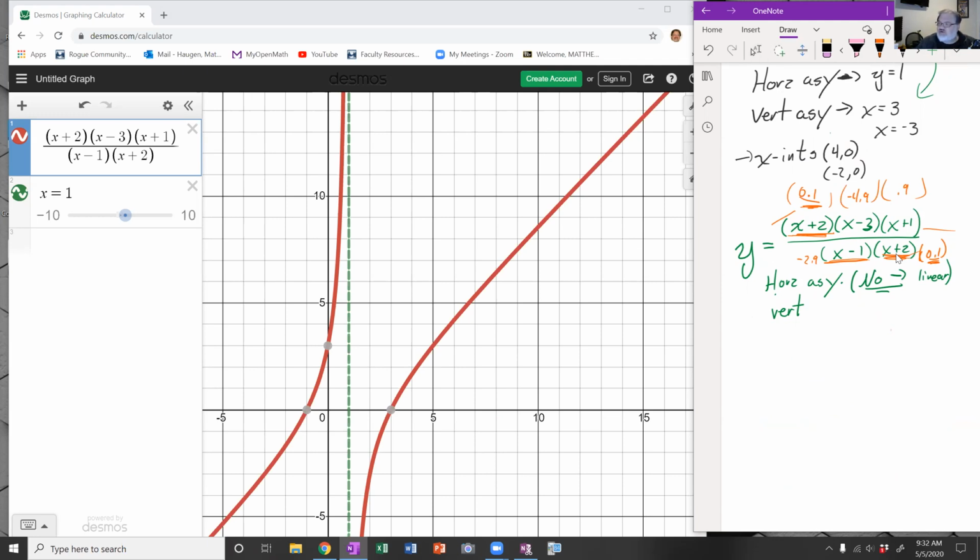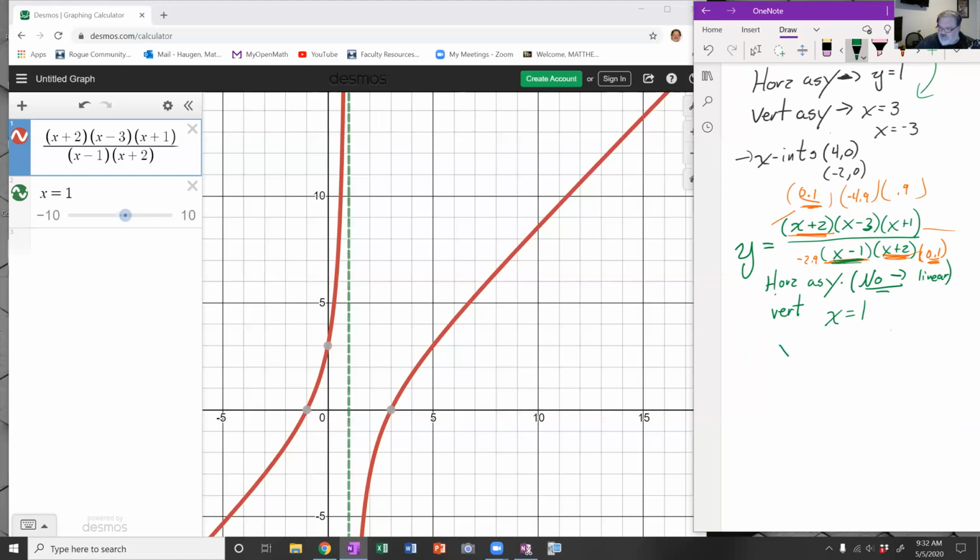So our only vertical asymptote is occurring at x equals 1, at the uncontrolled, unbalanced, unique factor in the denominator.